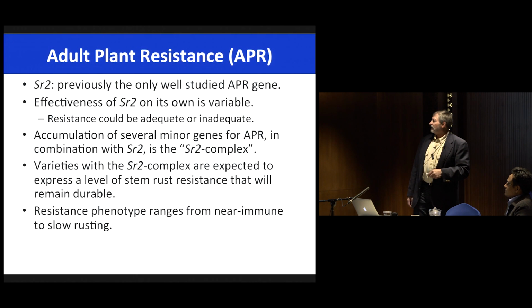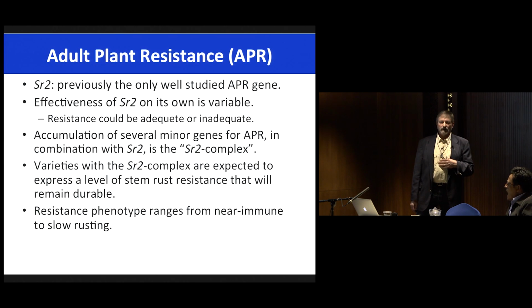SR2 is previously the only well-studied APR gene, and it occurs in the CIMMYT germplasm at a frequency, I think, of about 70 or 80%. It's quite high. Effectiveness of SR2 on its own is variable. Resistance could be adequate or inadequate.